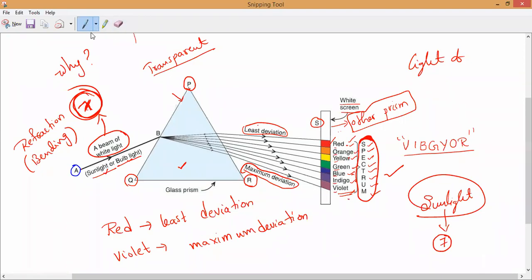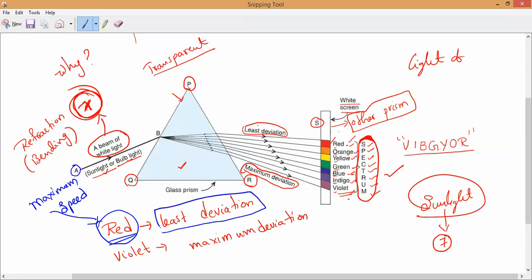If you observe very carefully, red color is forming at the bottom of the spectrum or the top of the spectrum? Top, sir. Red is always forming at the top and violet is always forming at the bottom. Remember, red is showing the minimum deviation because it is having maximum speed. All of you note it down. Red is having a maximum speed. That is why least deviation or minimum deviation. So very fast it reaches the white patch.